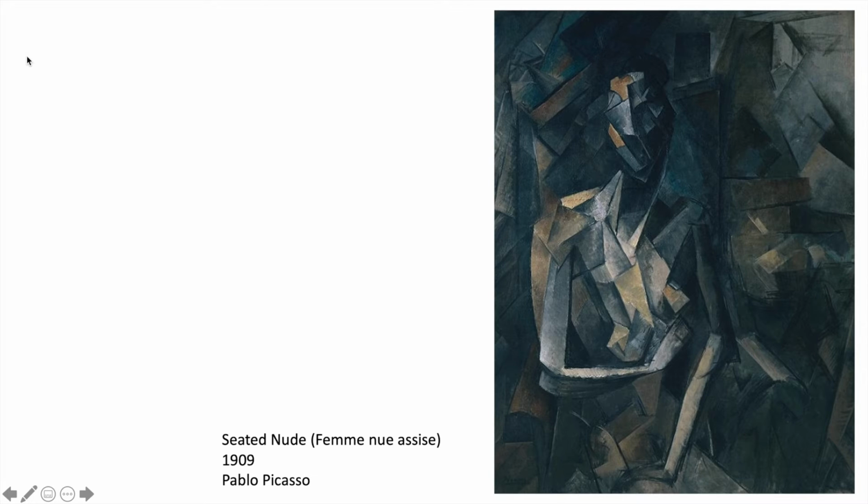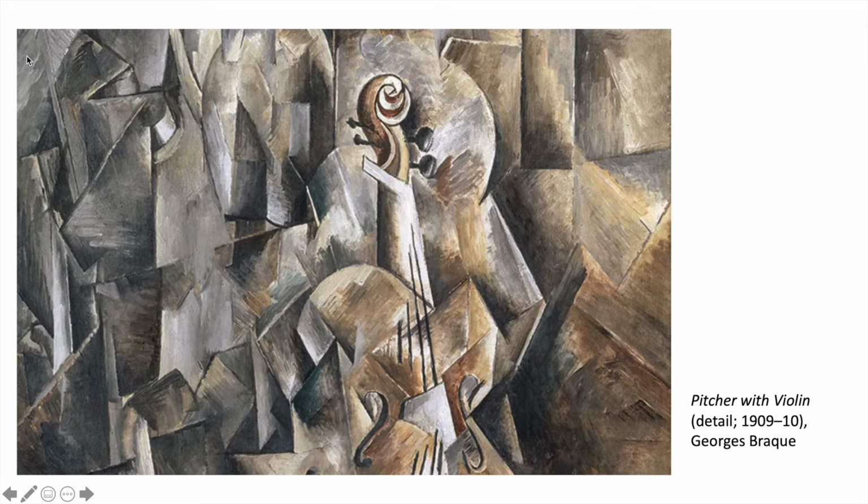So how would we describe analytical cubism? We're going to look at the object, and in this case, Seated Nude by Pablo Picasso. So our object is the nude figure, and we're going to look at it in a sense that they have broken it down into many different viewpoints and planes. We're also going to look at an image from George Braque.